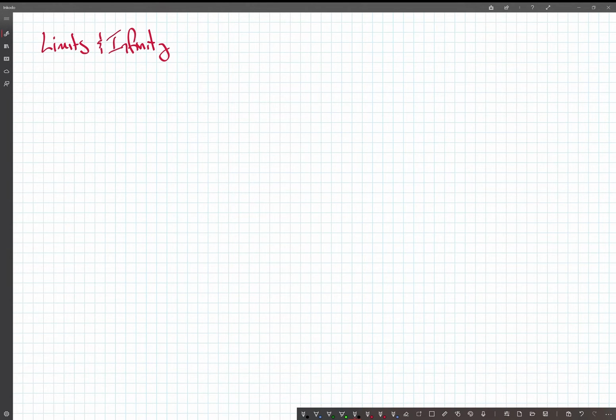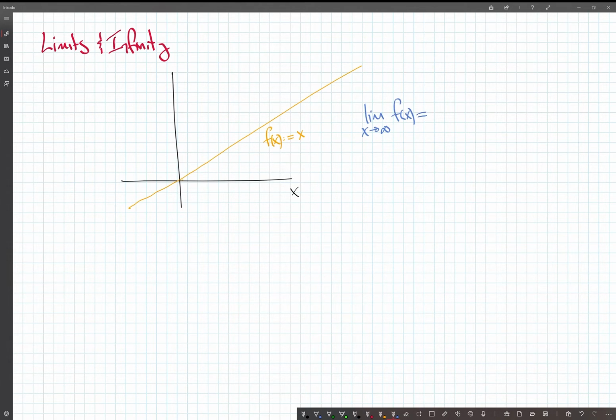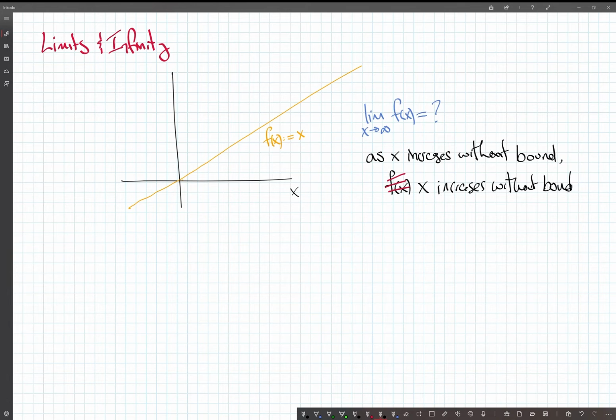Okay, so let's think about a particular example of a very easy function, a very familiar function we all know and love. This is the identity function, the function that just gives you back whatever you give it. So its graph looks like a line, and we could ask ourselves, what's that doing as x increases without bound? In other words, what's the limit as x goes to infinity of this function f of x? But of course, f of x is nothing more than x itself, so again, we get to one of these obvious limits. As x increases without bound, x increases without bound.